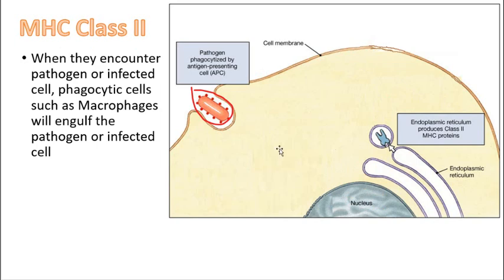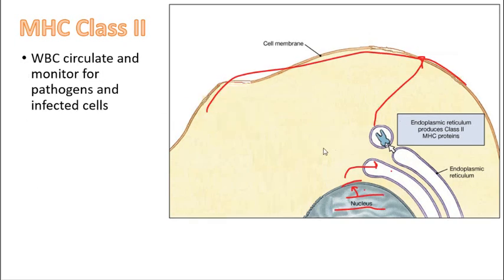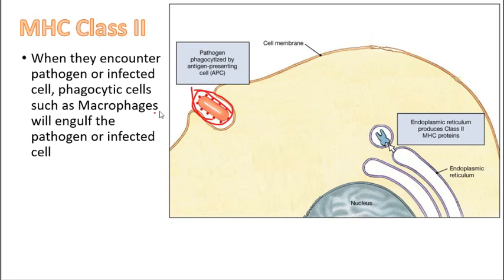Now, what if the macrophage encounters or sees a bacteria? So right over here, this is the bacteria. The macrophage initially doesn't have any bacteria. Now the macrophage encountered this bacteria. So the first thing it is going to do is surround and engulf this bacteria.